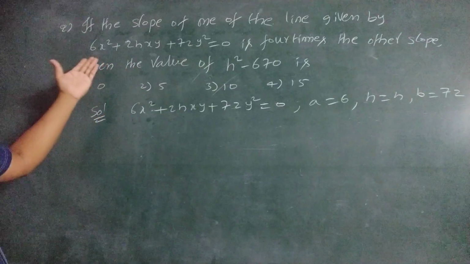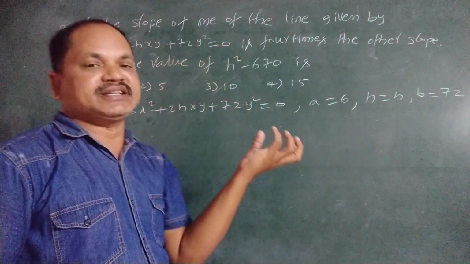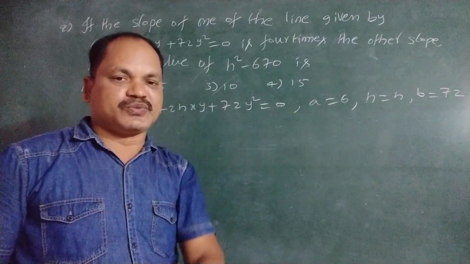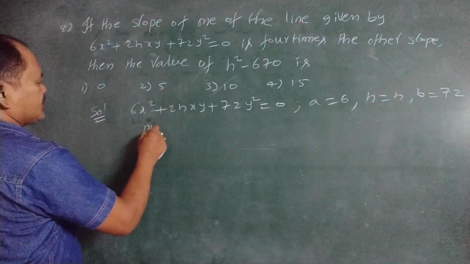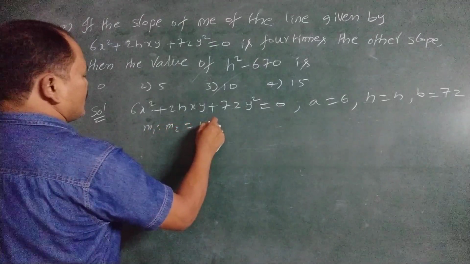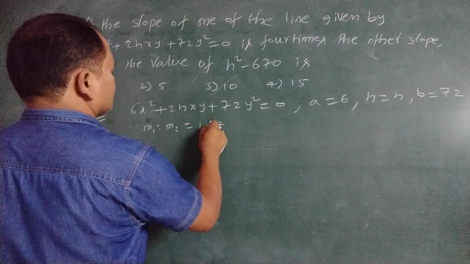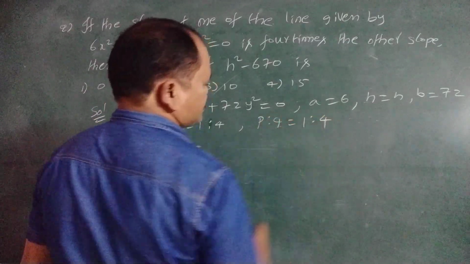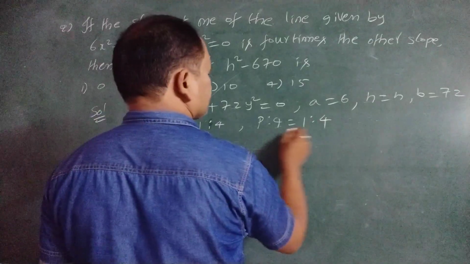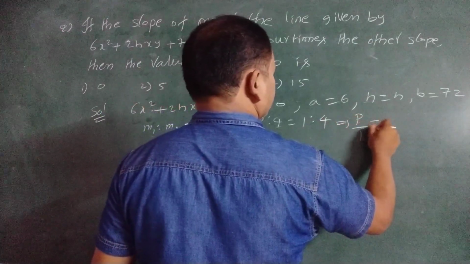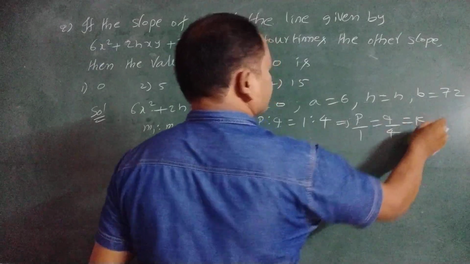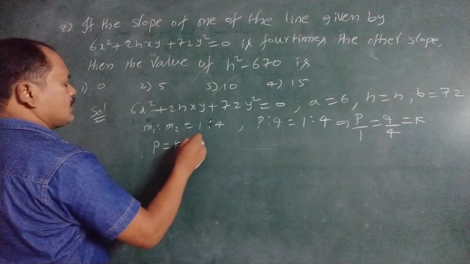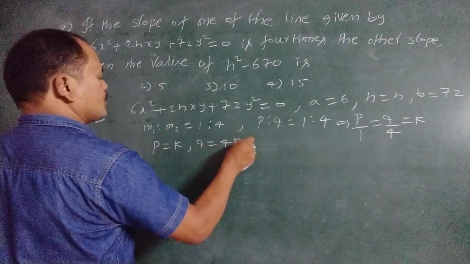Now, what is the given ratio? One slope is 4 times the other slope. That means the ratio of the slopes is 1 to 4. So here, given m1 to m2 is 1 to 4. This is taken as p to q, so p to q is 1 to 4. From this, p/1 = q/4, let us take that as k. So p is k and q is 4k.